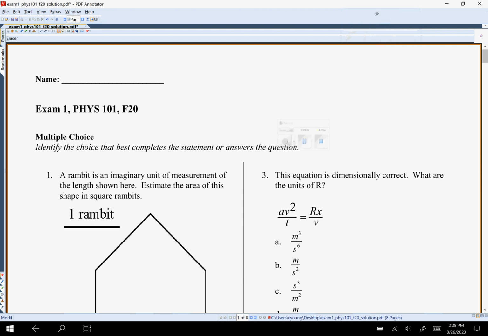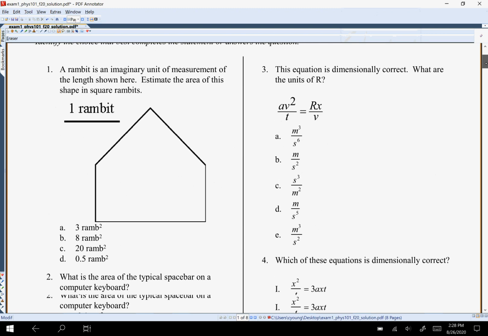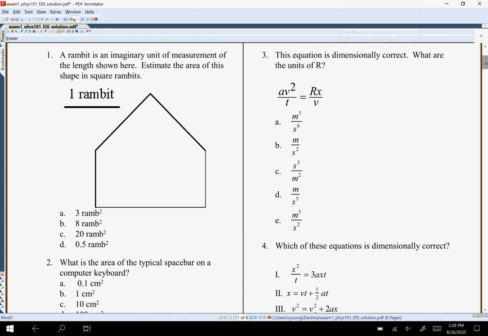Okay, this is exam 1 for Physics 101. The first question is an approximation question. A rambit is an imaginary unit of measurement of length shown here. Estimate the area of this shape in square rambits.